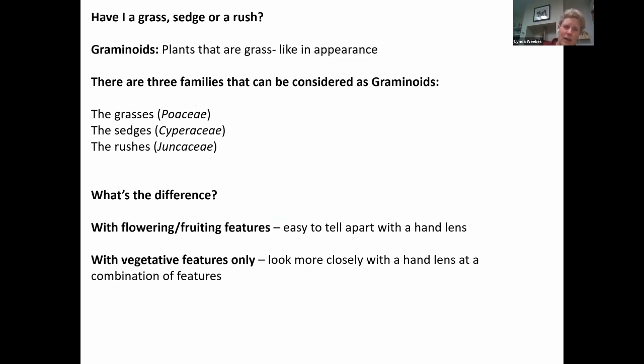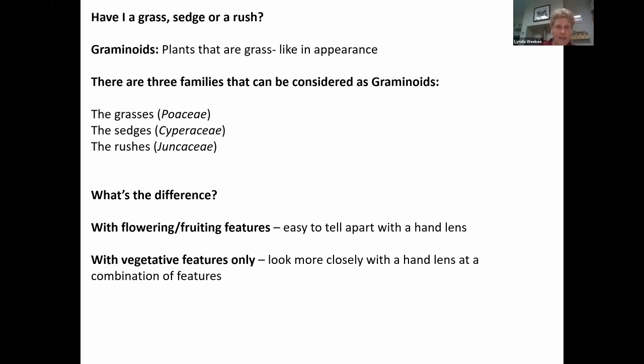So I'm just going to explain to you very briefly how to decipher between a sedge, a rush and a grass. We'll be having a webinar at a later stage on sedges if anybody's interested, and I'll go into more detail about sedges then. But we'll just have a look at sedges and rushes very briefly in terms of grasses here. So sedges, grasses and rushes are known as graminoids. That means that they're grass-like in appearance. So there are three families, as I said, the grasses, the sedges and the rushes, that are graminoids.